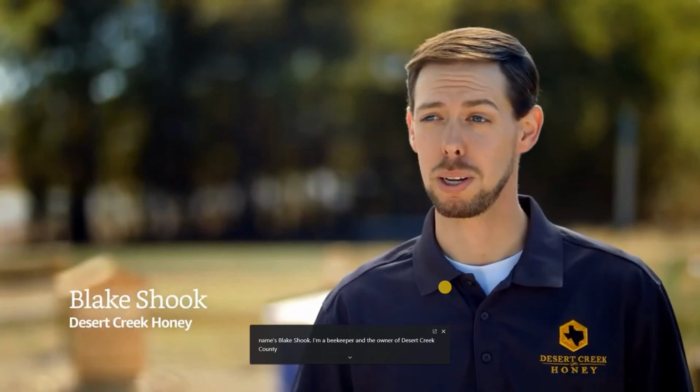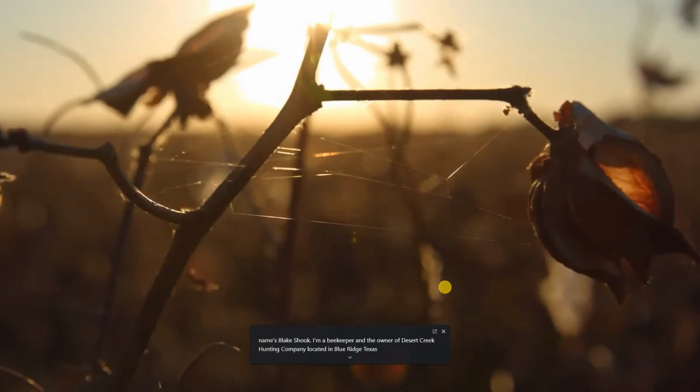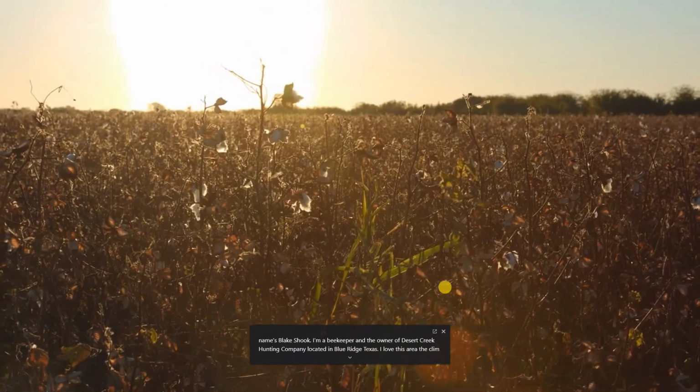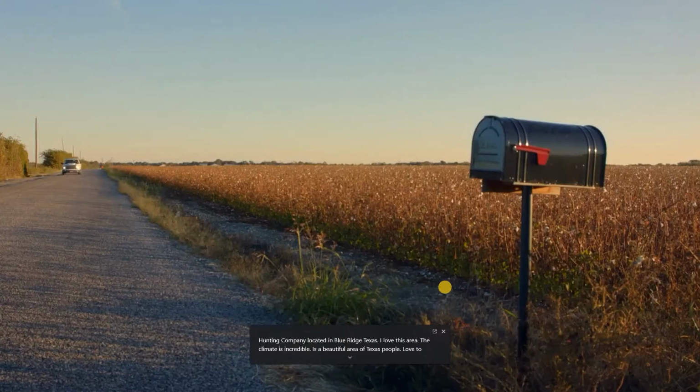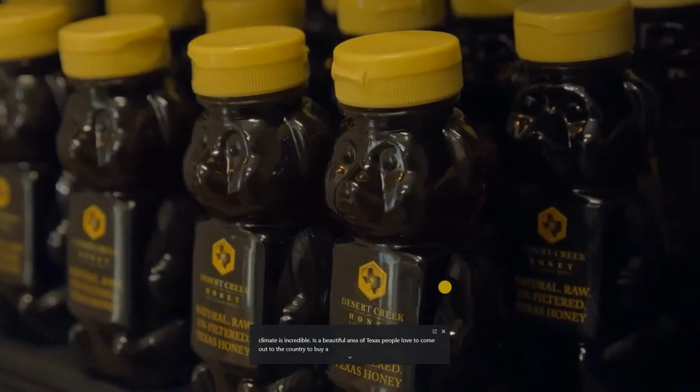My name is Blake Shook. I'm a beekeeper and the owner of Desert Creek Honey Company, located in Blue Ridge, Texas. I love this area. The climate is incredible. It's a beautiful area of Texas. People love to come out to the country, buy a jar of honey.